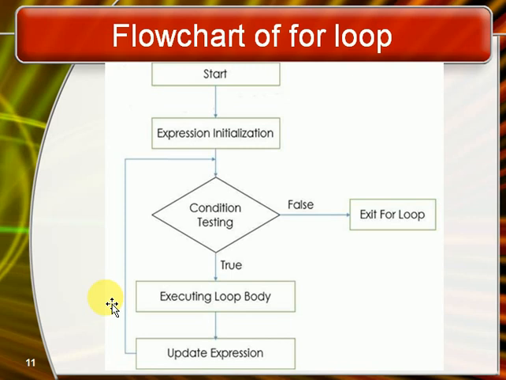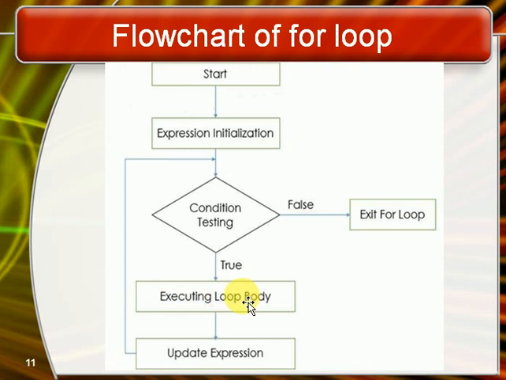Flowchart of for loop. Start, then the initialization expression. The initialization step allows you to declare and initialize any loop control variable. Then the test condition. The test condition is evaluated. If it's true, then the body of the loop is executed, and if it's false, the body of the loop does not execute, and control jumps to the next statement after the for loop.